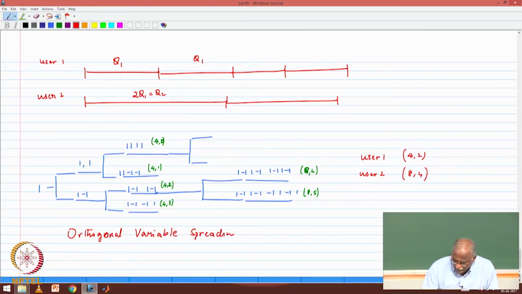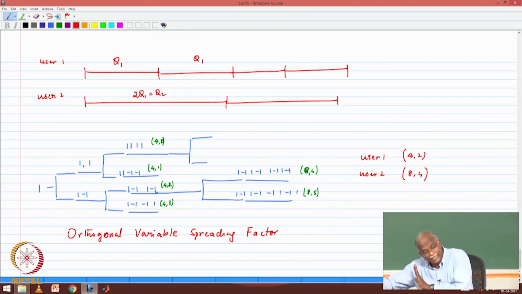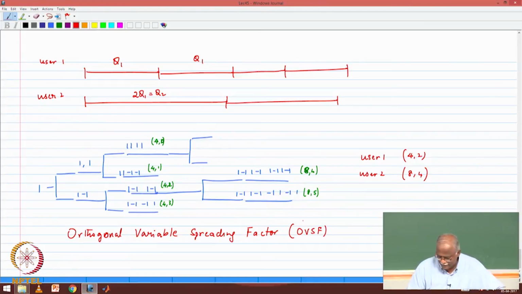It's an interesting concept, because for the first time we started to think, hey, it was always thought of as all users having the same spreading factor. Now you may have a voice application which has a certain spreading factor, and a high data rate application which has a different spreading factor, and both of them can be supported on the same CDMA system. So OVSF is a very powerful concept, and that has been introduced in wideband CDMA.